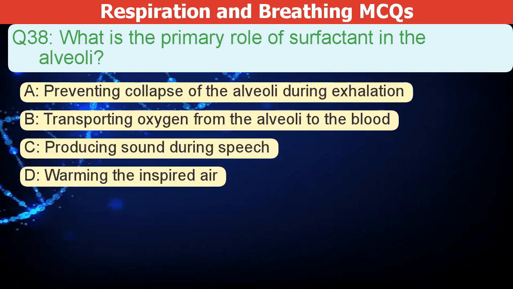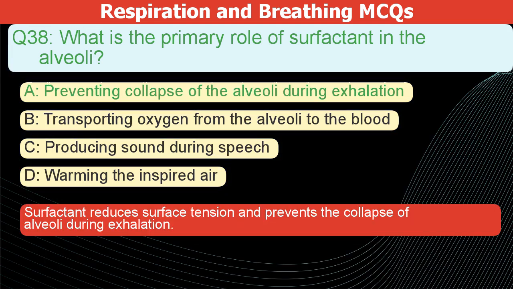What is the primary role of surfactant in the alveoli? A. Preventing collapse of the alveoli during exhalation. B. Transporting oxygen from the alveoli to the blood. C. Producing sound during speech. D. Warming the inspired air. The correct answer is A. Surfactant reduces surface tension and prevents the collapse of alveoli during exhalation.